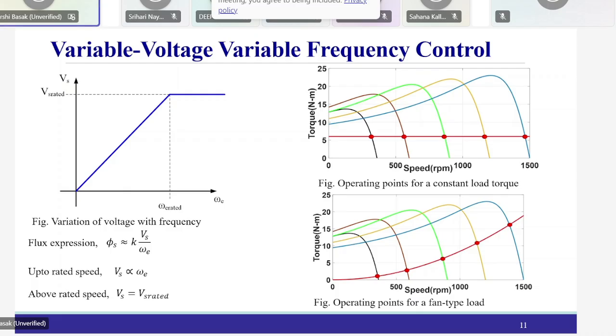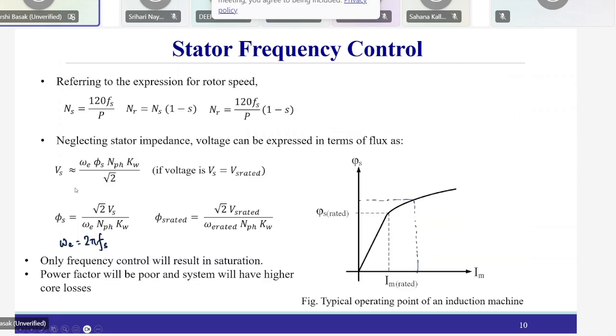So if we try to find out the expression of the variation of voltage with frequency, this will be the variation of voltage with respect to frequency, trying to keep the flux constant. The flux expression is given by this.